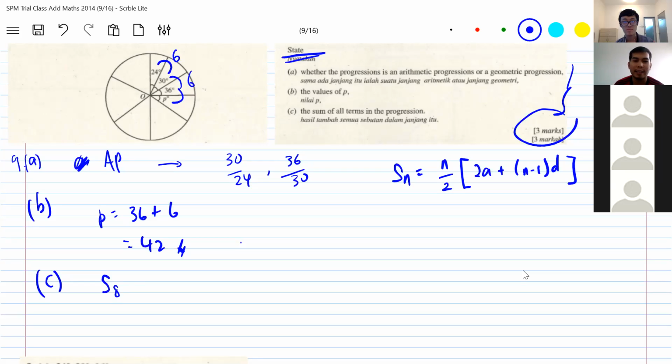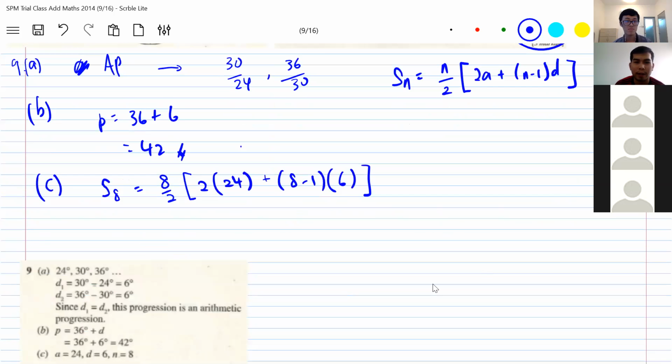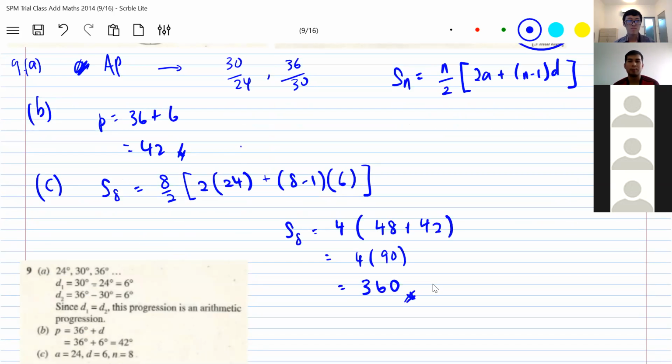Okay, so S8 would be 8 over 2 times 2 plus the first term 24 plus 8 minus 1, and D would be 6. Alright, so then you carry out. S8 will be 4, 24 times 2 is 48, plus 7 times 6 is 42. 48 plus 42, that will be 90, and then you get 360. That will be your answer.